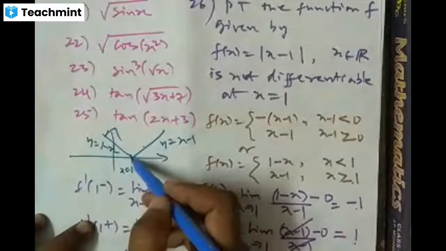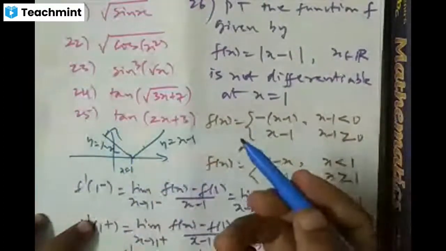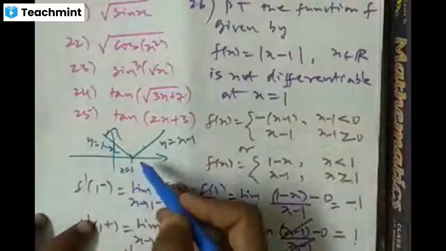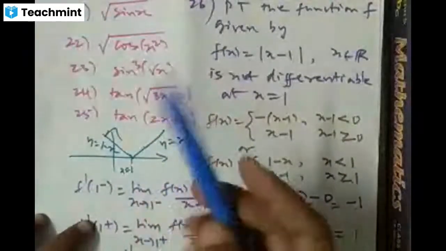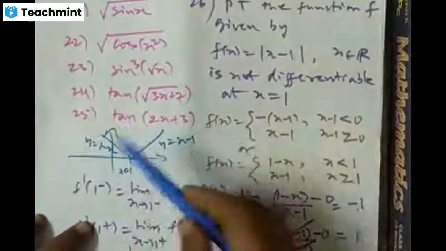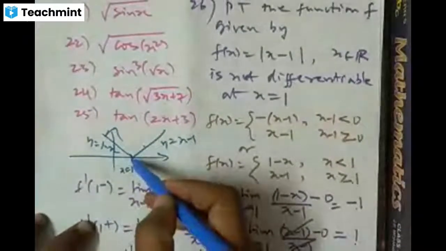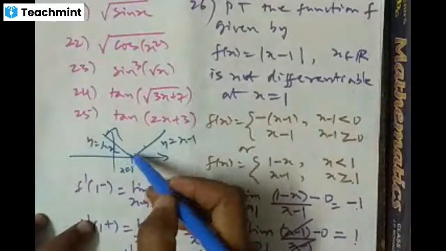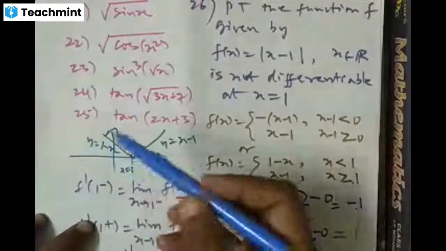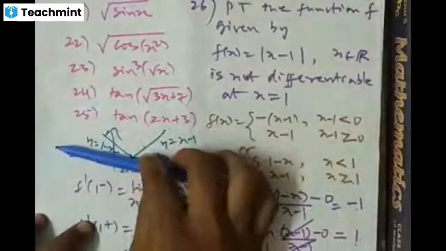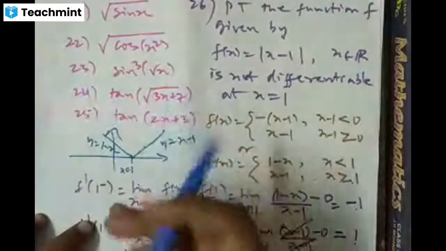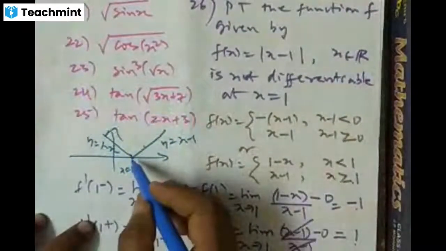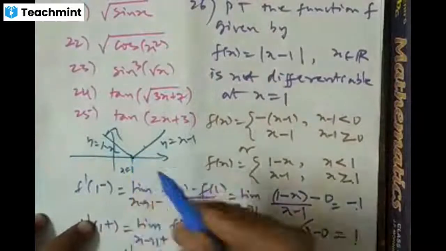Since we cannot draw a unique tangent, the derivative doesn't exist, because we know that the derivative of a function at a particular point geometrically represents the slope of the tangent. You cannot draw a tangent since this point has a sharp edge. This curve has a sharp edge at x equal to 1. You can draw infinitely many lines through this point, but you cannot say there exists only one tangent at this point.